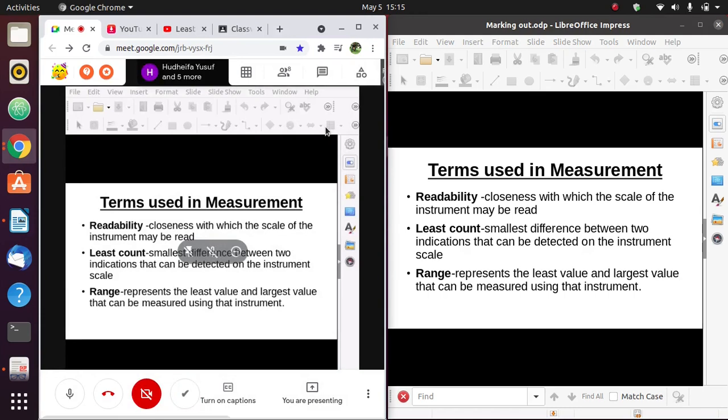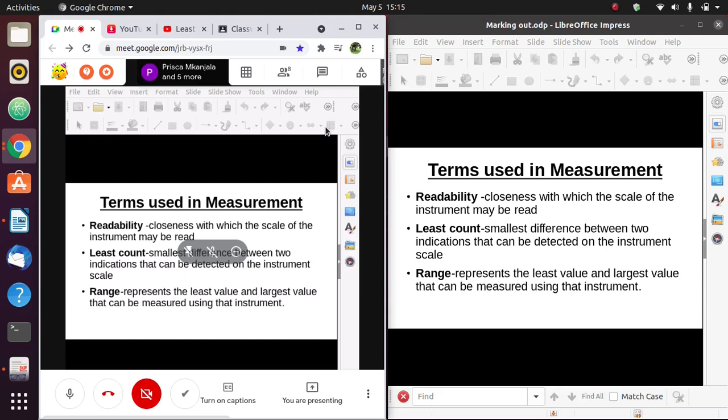Now, readability is the closeness with which the scale of the instrument can be read. What do I mean by this? If I have a ruler at 15 centimeters and I have a ruler at 30 centimeters, then the ruler at 30 centimeters will be easier to read as compared to that 15 centimeters. That is what I mean when I say readability. There are some instruments, like a meter rule or a ruler, that come at 30 centimeters, the graduations will be easier to read as compared to that of a 15 centimeter ruler.